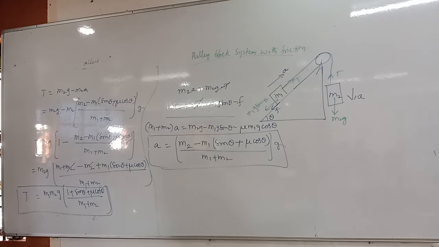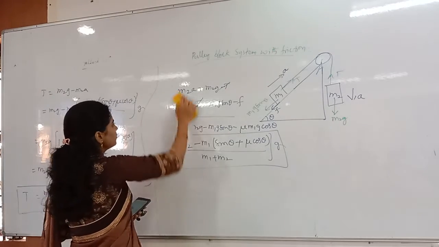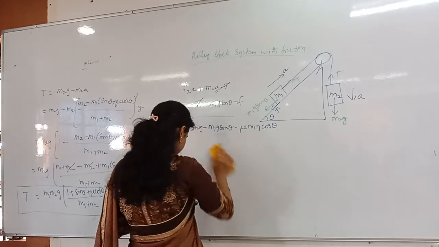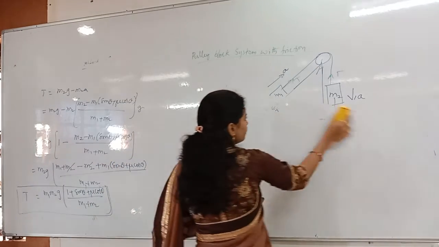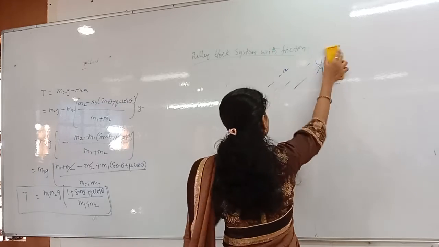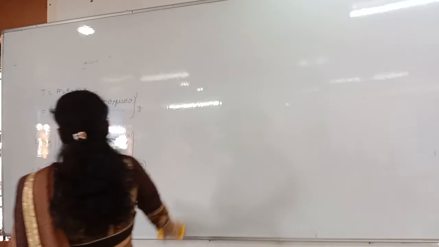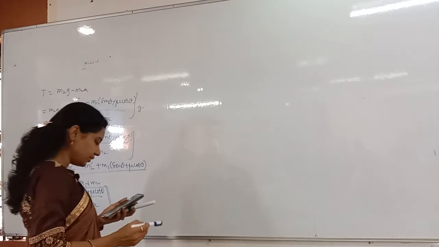A block of mass 4 kg is placed on the truck. And the truck is accelerating at the rate of 4 meters per second square.